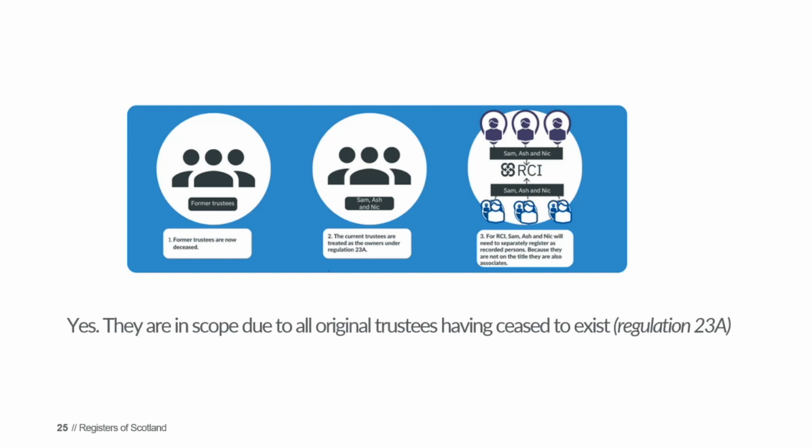To be completely clear, Sam would register as a recorded person. Then he would add himself, Ash, and Nick as associates. All three would need to do the same. It is also worth reiterating that if Bob, Harold, and Norman had not been specifically named, and the title sheet simply referred to chair, treasurer, and secretary, an RCI submission would still be needed.